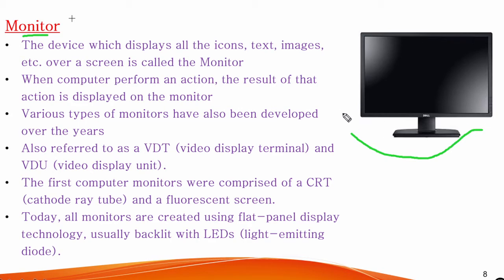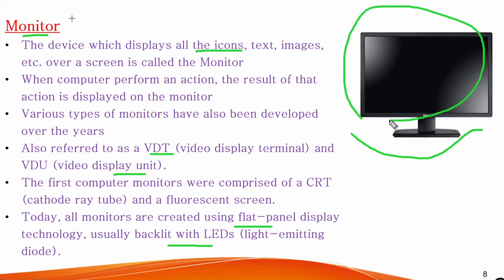At first we used the CRT monitor, and after that we referred to video display terminals, VDTs and VDUs. Now computer monitors use flat panel displays, and usually we call those LEDs. These are used to display icons, text and images on the screen. For example, this is one of the devices used as a monitor. When the computer performs an action, the result of that action is displayed on this monitor.